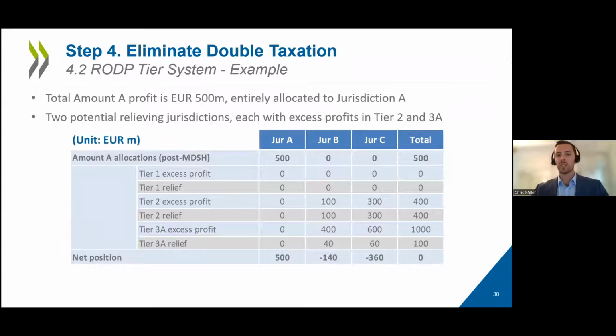We then come to tier 3A, and as you can see, tier 3A excess profits exceed the remaining 100 of relief that needs to be allocated. And so therefore we apply that pro rata approach. We see, for instance, that jurisdiction B contributes 40% of the tier 3A excess profits of the group. And so therefore we allocate 40% of the 100 to jurisdiction B, and the remaining 60 goes to jurisdiction C. And then at the very bottom, you can see the net position that results.